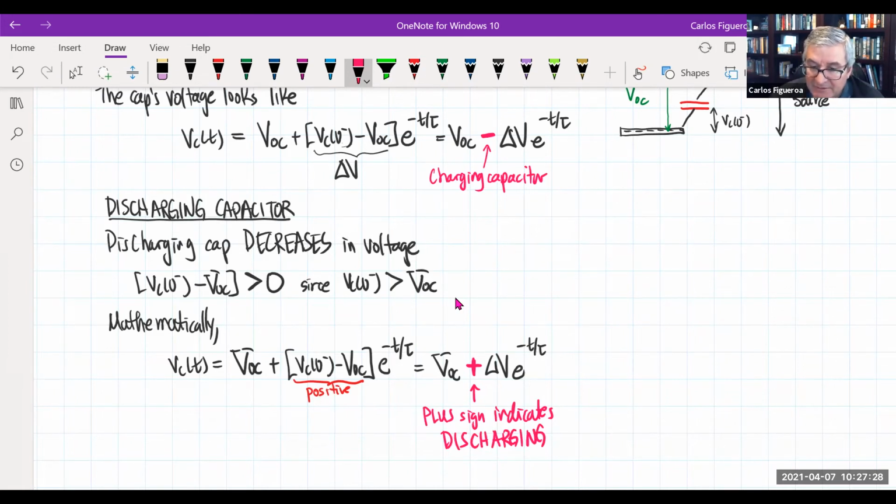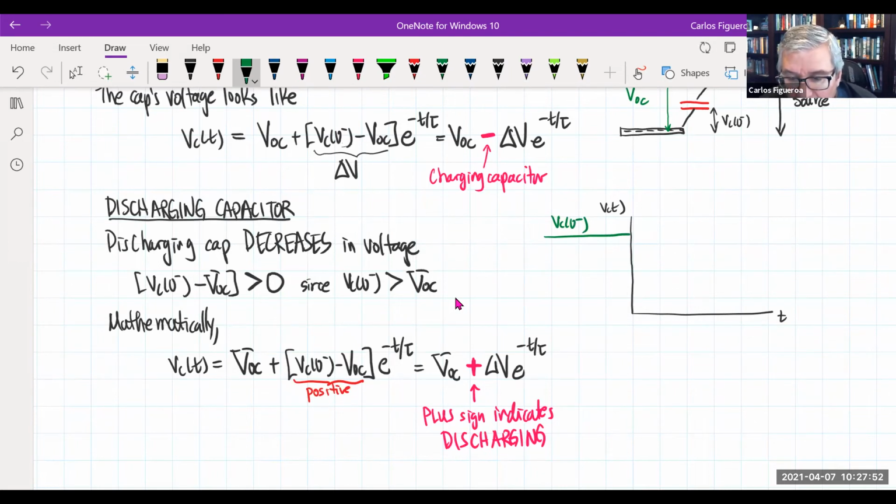So then I play the same game as I did before. If I look at my curves, what are they looking like? Well, they've got to be looking something like this. So let's say that I'm plotting, again, VC of t, and then this is t. So what am I seeing here? I'm seeing this time that I have an initial VC of 0, and we know that that's higher than VOC. So here's my line right here, and then it discharges to a lower level. So this guy is going to be my VOC value.